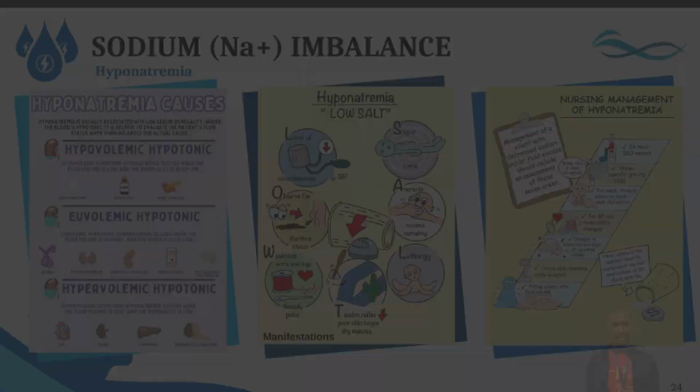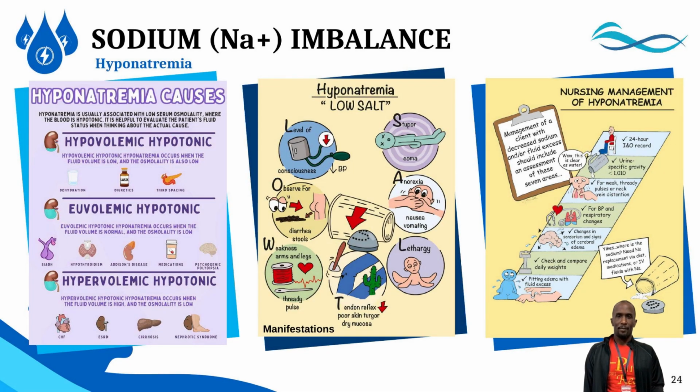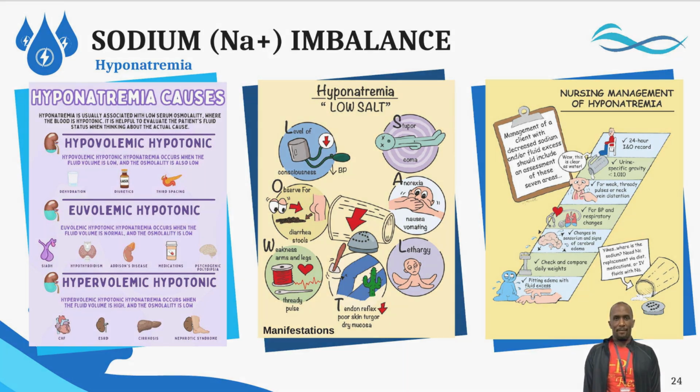diarrhea. Hyponatremia occurs when sodium levels fall below normal, leading to symptoms like headache, confusion, seizures, and muscle cramps. It can result from conditions such as heart failure, kidney disease, or excessive water intake. Treatment focuses on addressing the underlying cause and carefully correcting sodium levels to prevent complications.